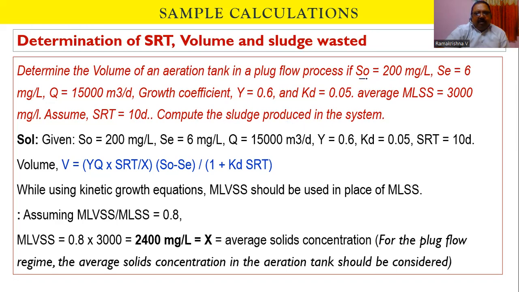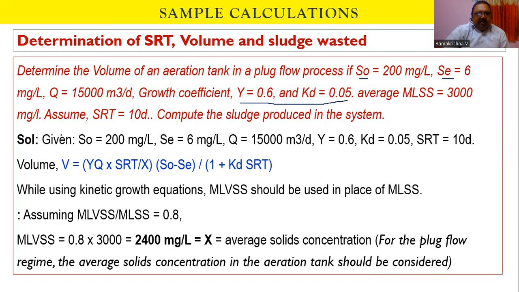Whenever the soluble BOD component is there, we have to use these two constants, the growth rate constants Y and KD. So accordingly, we have to write the equation. V is equal to YQ into SRT divided by X into S naught minus S, divided by 1 plus KD into SRT. We have written all the given data and the only thing is you have to substitute here.